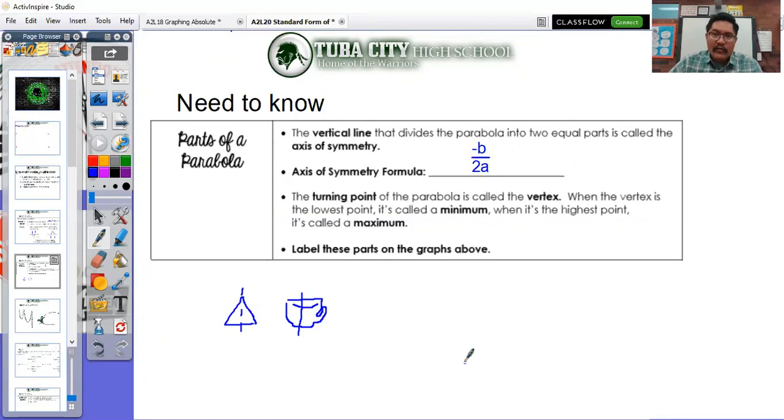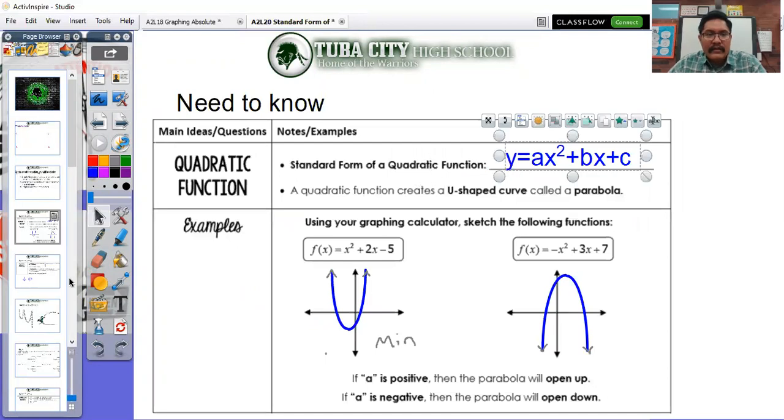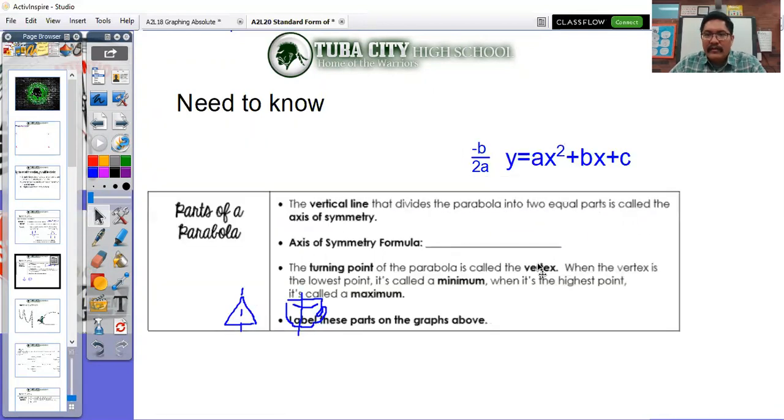So the formula for this is going to be negative b over 2a, and you are going to use the same formula that you saw on the previous slide. So we're going to use that formula here.